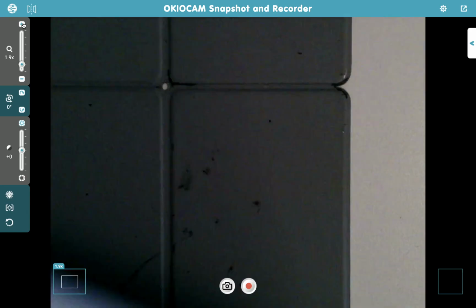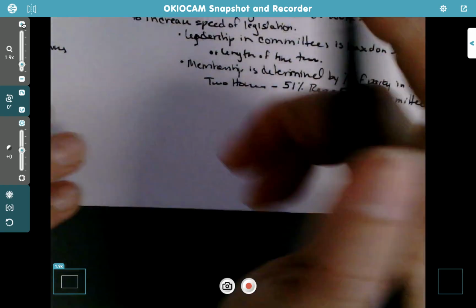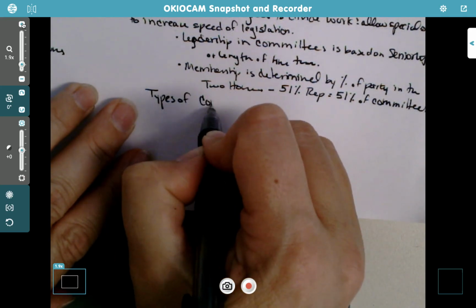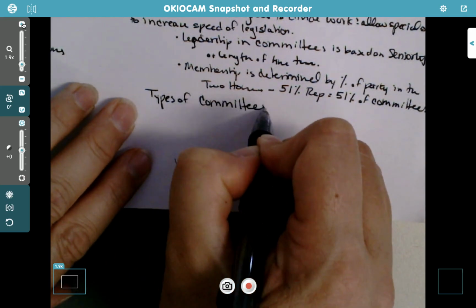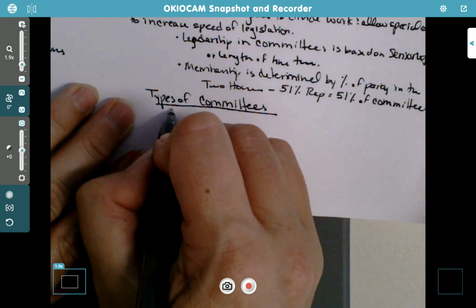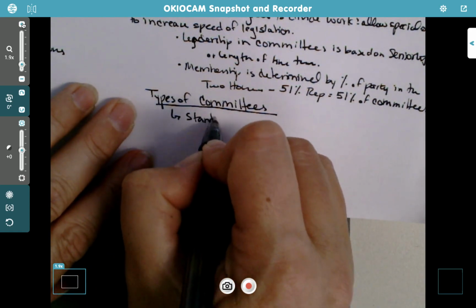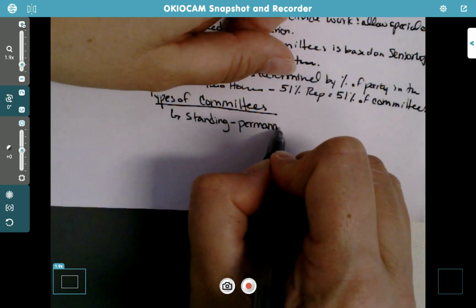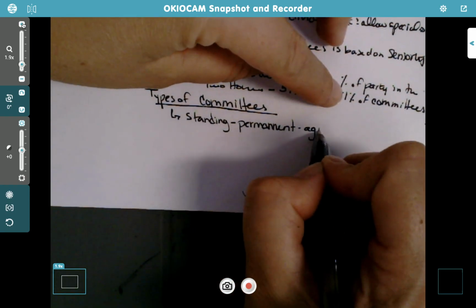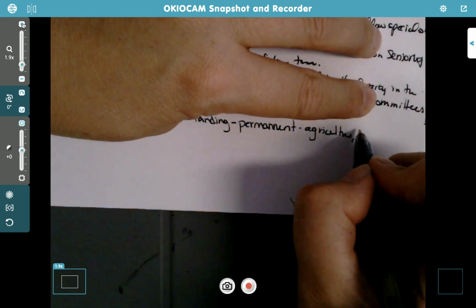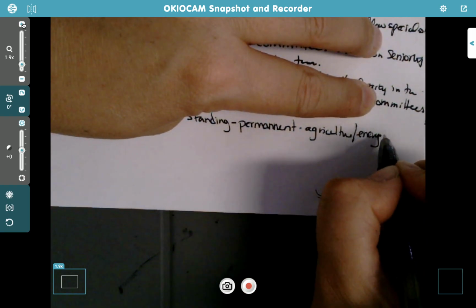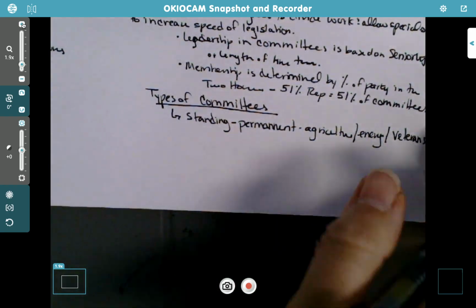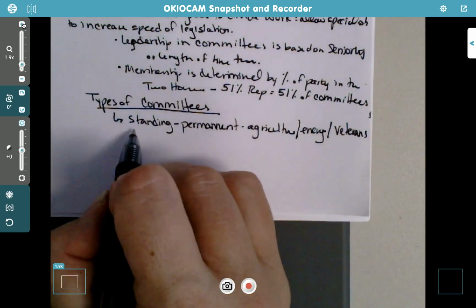All right, this is your last little blurb. Types of committees. First one is standing, which is permanent. Agriculture, energy, and veterans. Those things always are issues. That's why we have it.